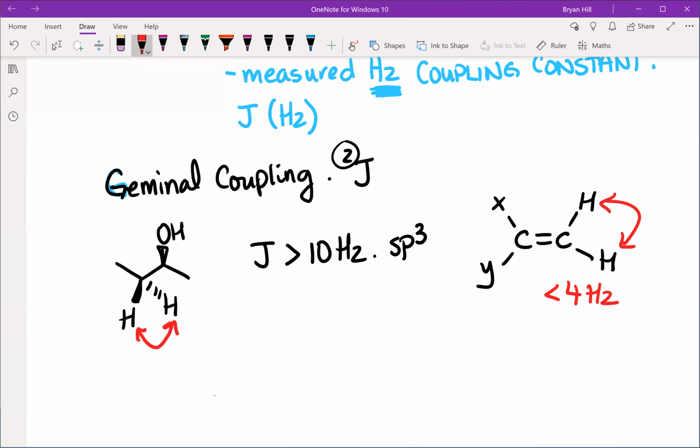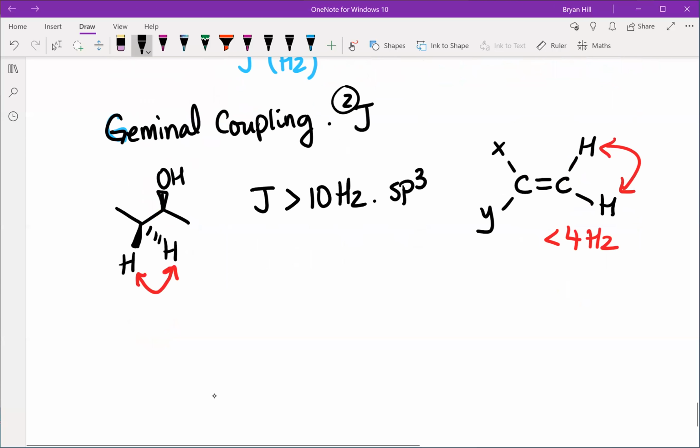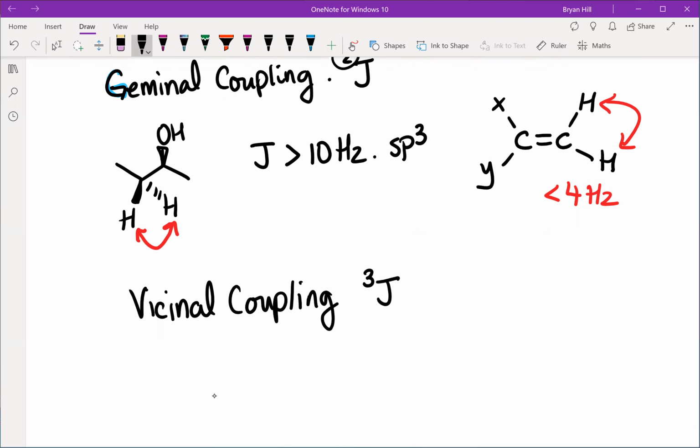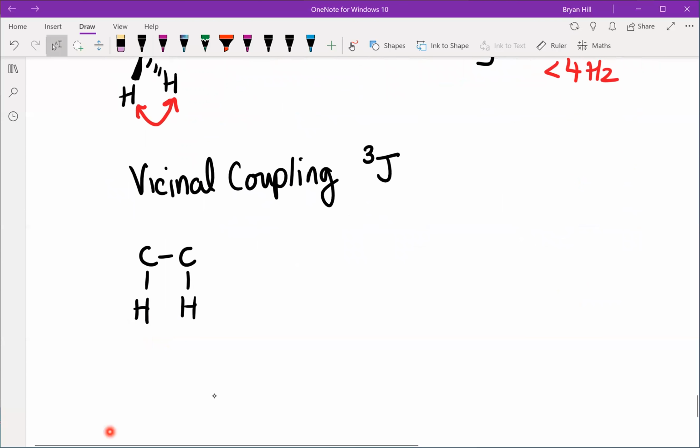The most common type of coupling that we see, and we talk about the most in NMR, is vicinal coupling. So this is through 3 bonds. So this would be a 3J. So the most common example is what we had before. The J values here tend to be between 6 and 8 hertz.